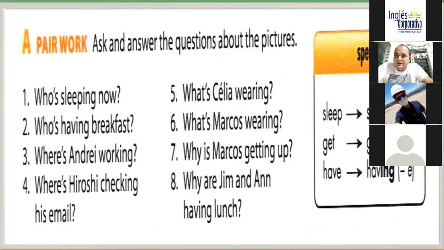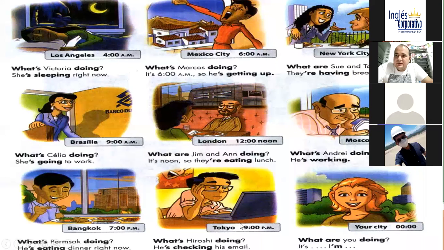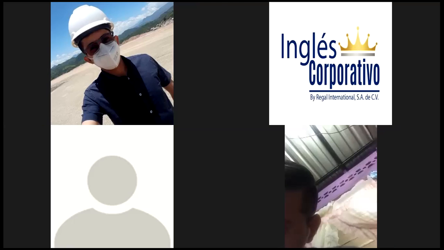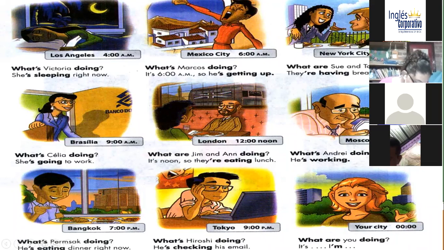He's getting up. He's getting up. ¿Quién es el otro que está con nosotros? No lo vi, perdón. Christian. Okay, Christian. He's getting up. ¿Qué está diciendo Marcos? ¿Dónde está Marcos? Ah, es la segunda. Red pijamas. Okay. He's wearing red pajamas.